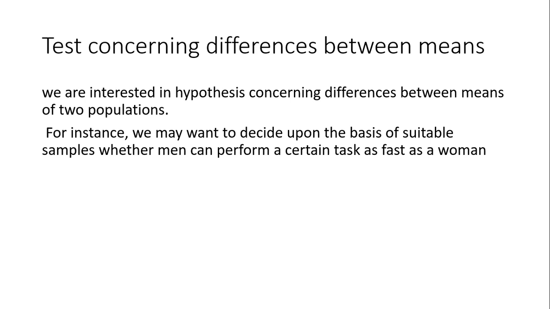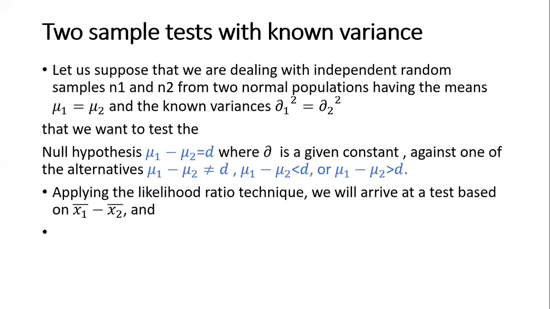Or do boys perform better than girls? So that one shall look at a two-sample t-test. Sometimes there are variabilities in the performance, or you don't know them. When you know the variances, we shall use the z-test for two samples. And if you don't know the variance, the variability within the two samples, you shall use the t-test.